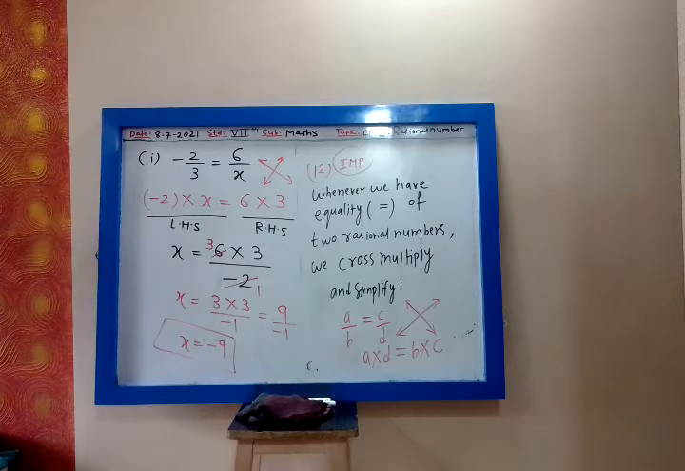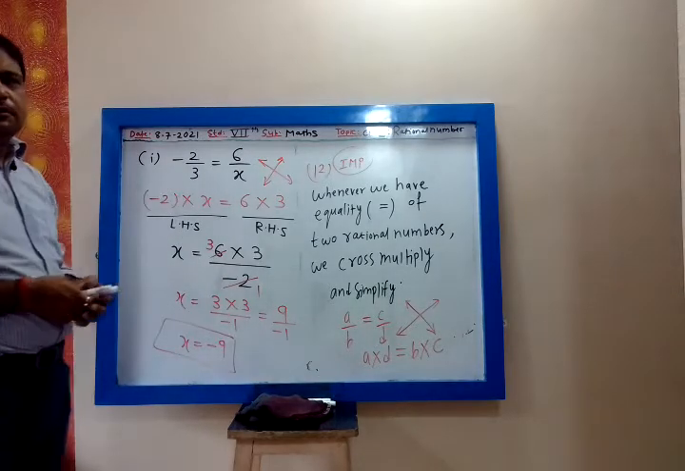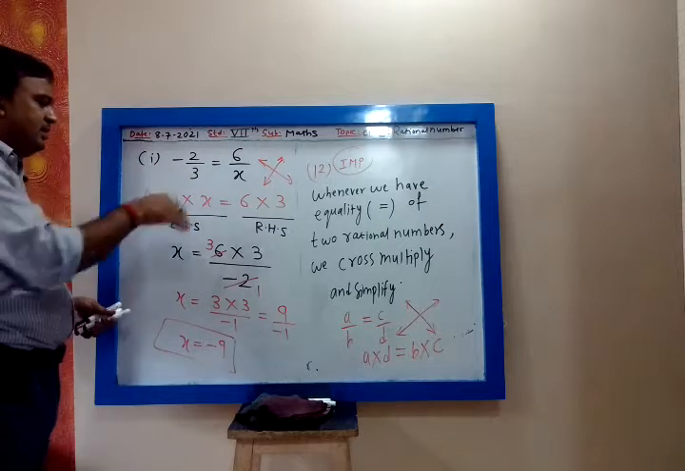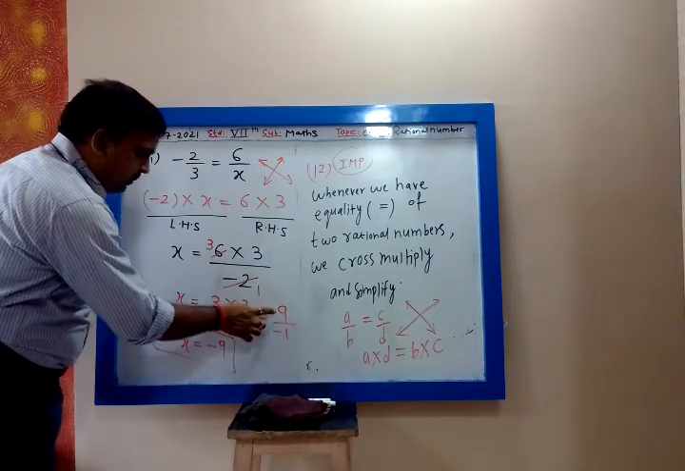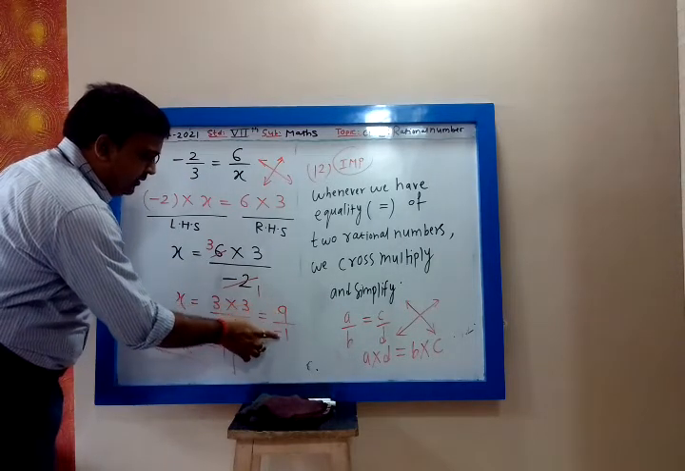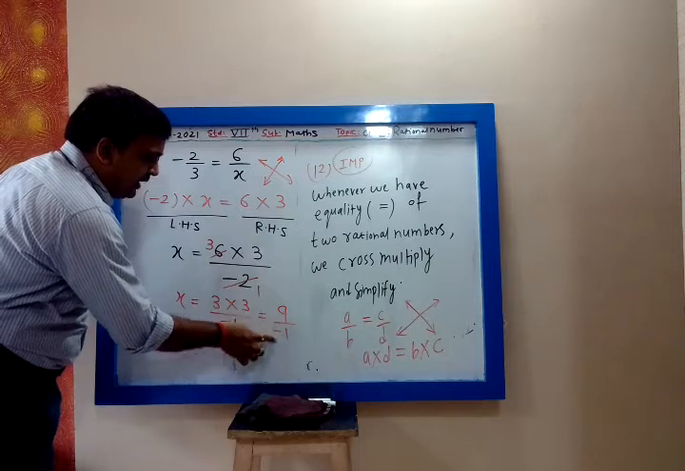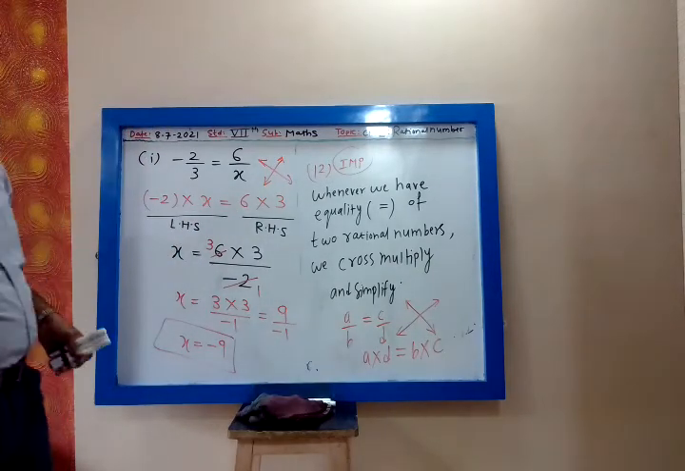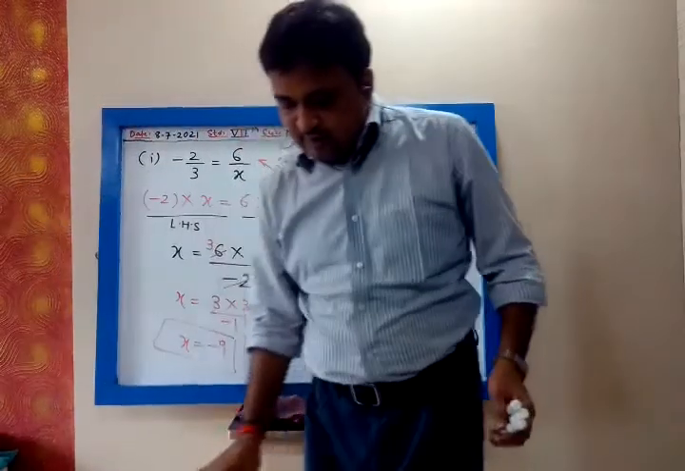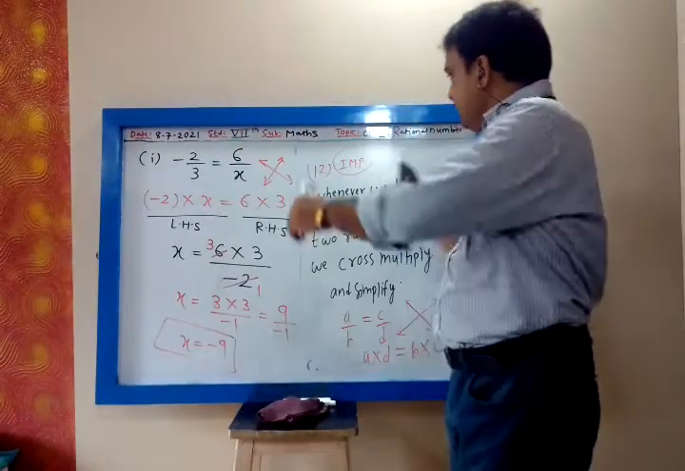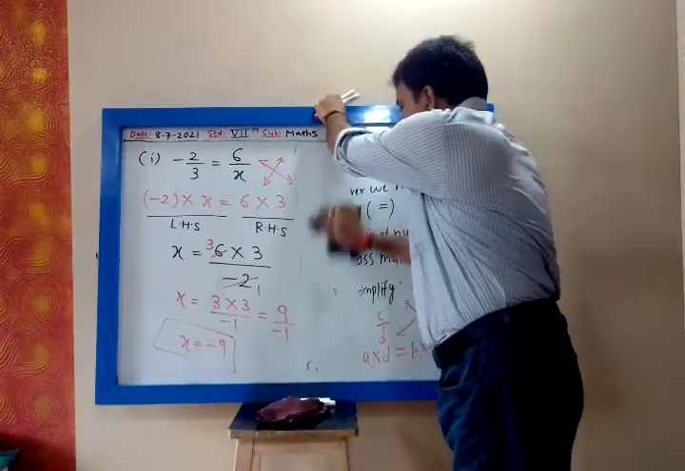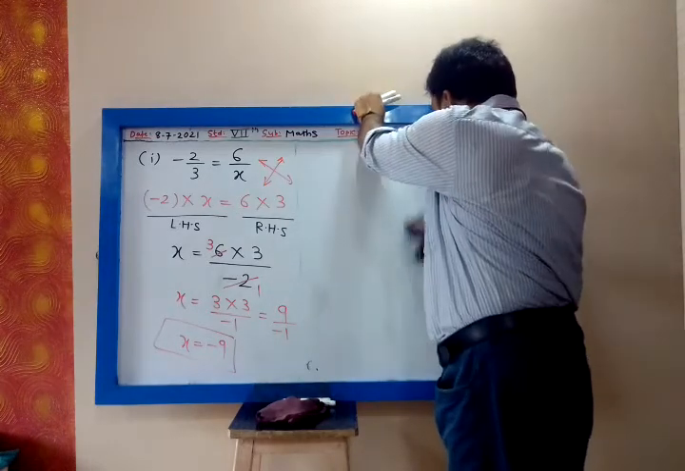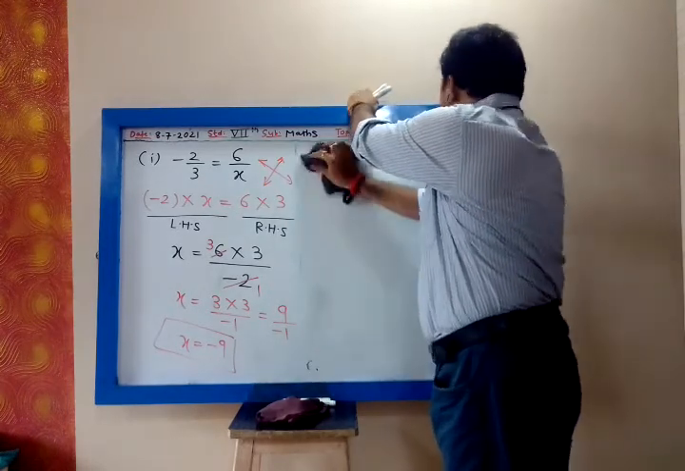Whenever you see equality of two rational numbers, you have to cross multiply. Plus 9 is having plus sign, 1 is having minus sign, so plus upon minus is minus. So whenever there is equality of two rational numbers, you have to cross multiply and simplify.